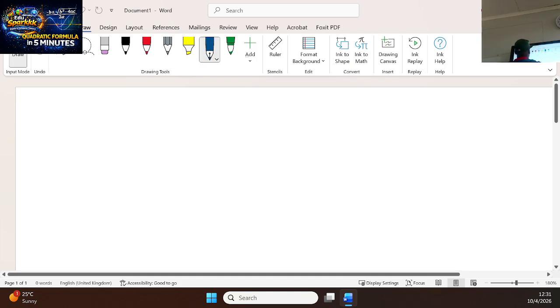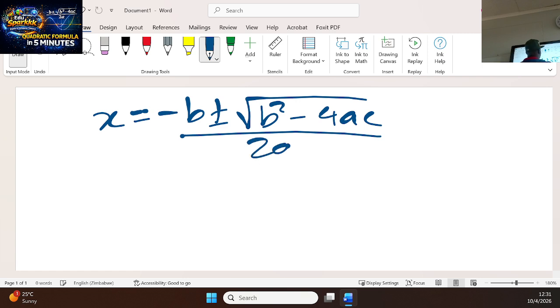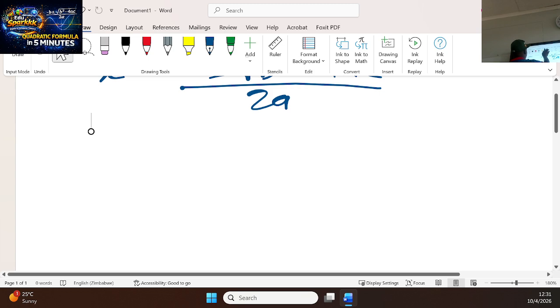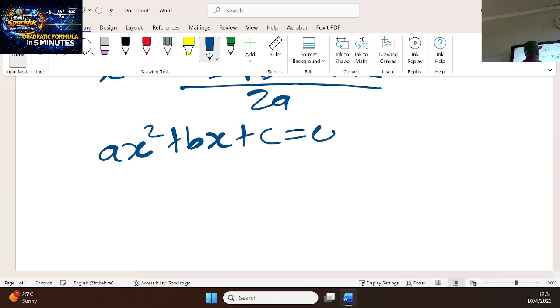The formula says if we want x, this is given by negative b plus or minus square root of b squared minus 4ac all over 2a. But really speaking, every quadratic equation takes the general form ax squared plus bx plus c equal to 0. Let's try and see if we can complete the square.